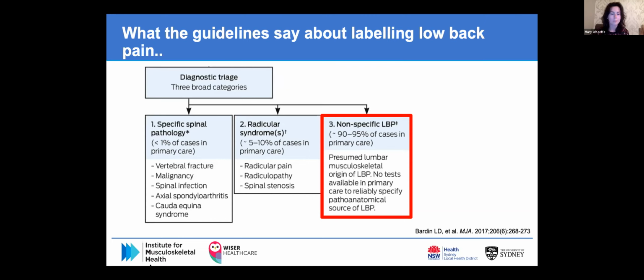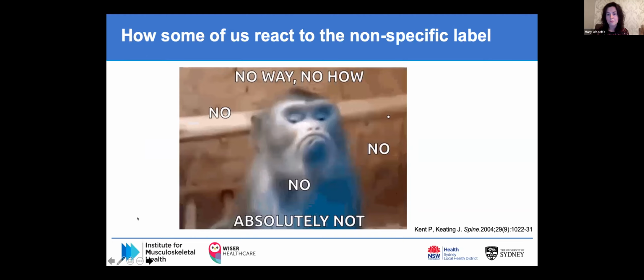The problem is this label creates all sorts of reactions. Even amongst researchers, we're not always a big fit. Clinicians, there seems to be a good bit of kickback amongst physios and doctors in particular about the use of this label. It doesn't really help us make any treatment choices. People with a lived experience of pain might find it dismissive and that it doesn't really create certainty about what's causing a person's pain. So there's lots of discussion here and lots of arguments about what's a better alternative to this label if the current label isn't good enough.